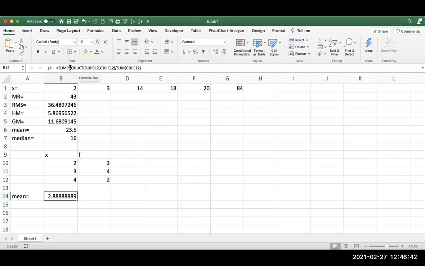Finally did it correctly. Okay, so it's the sum product of X, F, over the sum of F. I probably should have named them, because evidently I'm not very good at highlighting. Okay, so that is. And let's see, Mathematica.